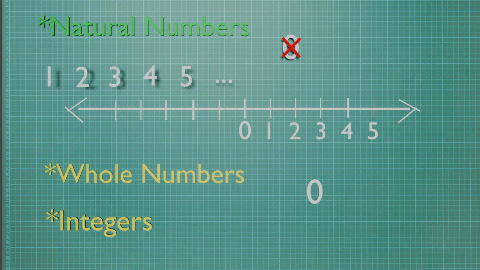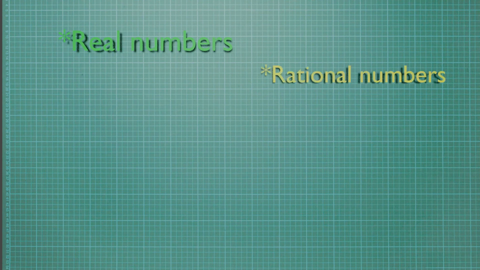Integers include all the whole numbers and the numbers less than 0. It includes numbers present at the left side of the number line, which are all the negative numbers. That's a bit complicated. But the complexity increases with real numbers. Real numbers include rational and irrational numbers.